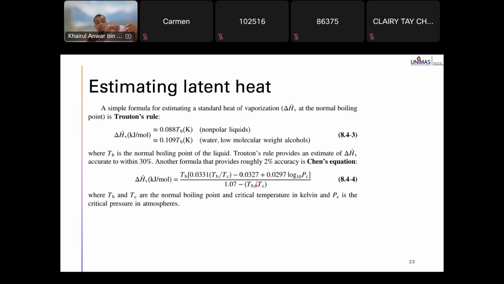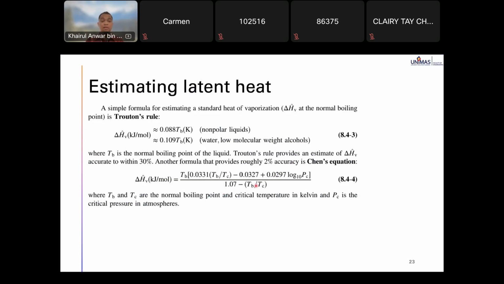Previously, you learned about how to estimate Cp. Now it's to estimate the latent heat, or specifically delta Hv and delta Hm.